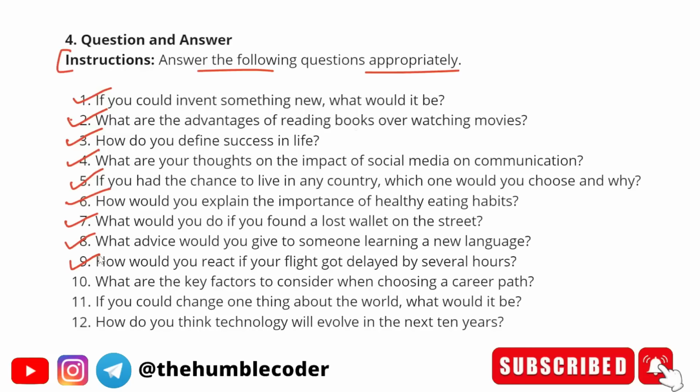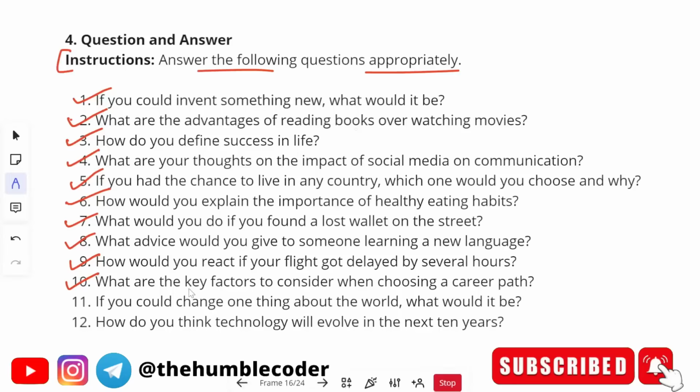The answer for this can be, I would stay calm and look for ways to pass time, such as reading a book, listening to music, or exploring the airport. If needed, I would check for alternative flight options also. Moving on to the next question, which is, what are the key factors to consider while choosing a career path? The answer can be passion, skills, job market demand, work-life balance, and salary prospects are some important factors when choosing a career path.